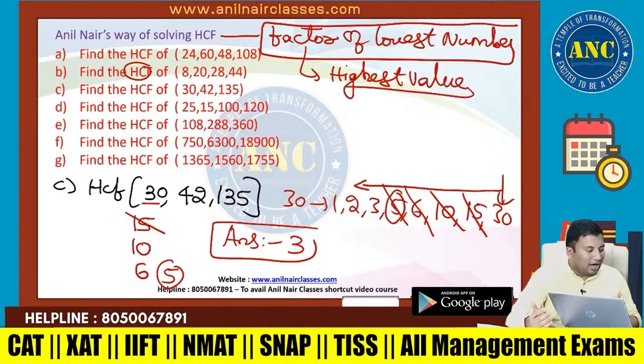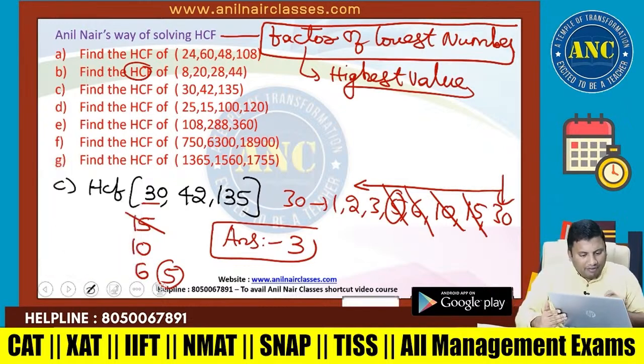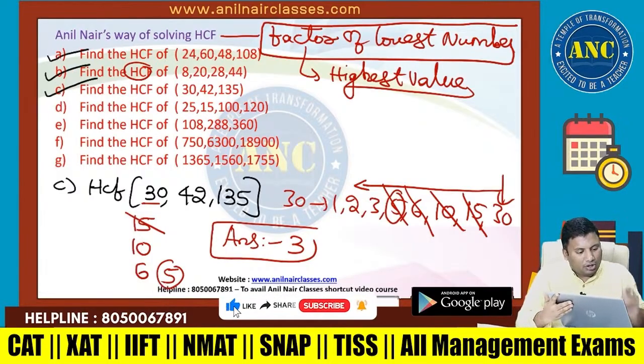Factor of the highest number. A very beautiful conceptual way of solving every problem in aptitude. 30, 42, 135. First over, second over, third over. Fourth one.